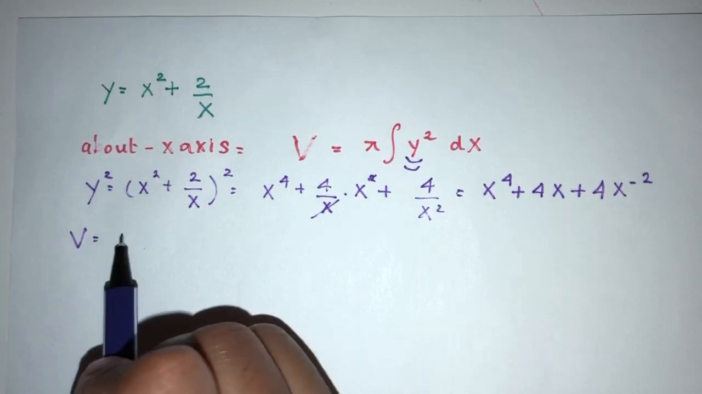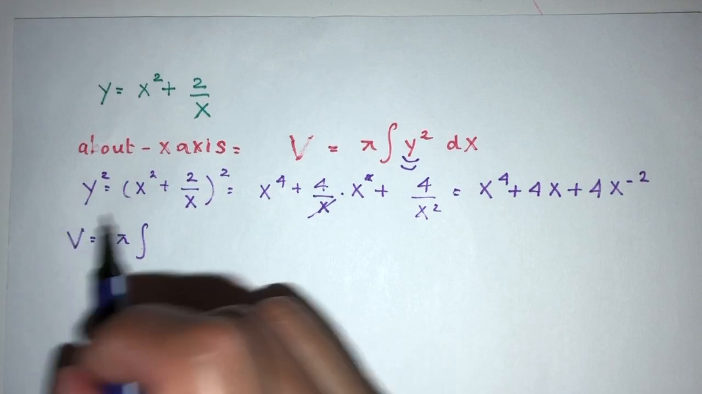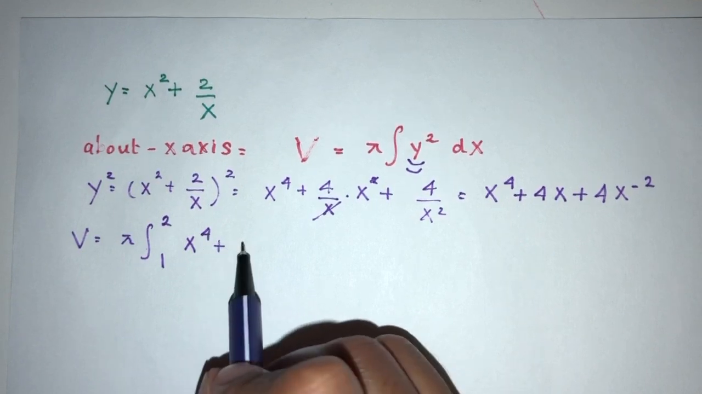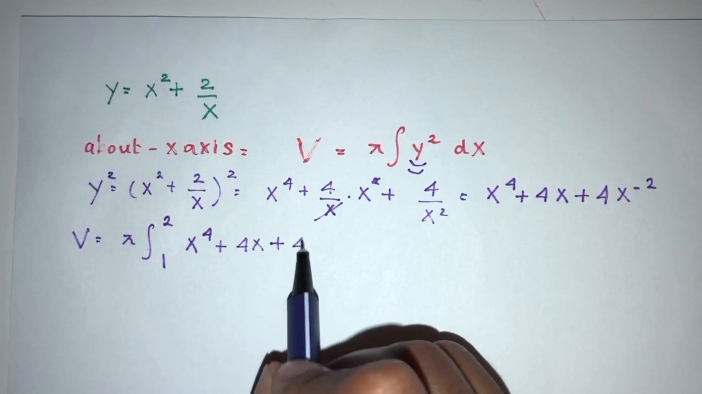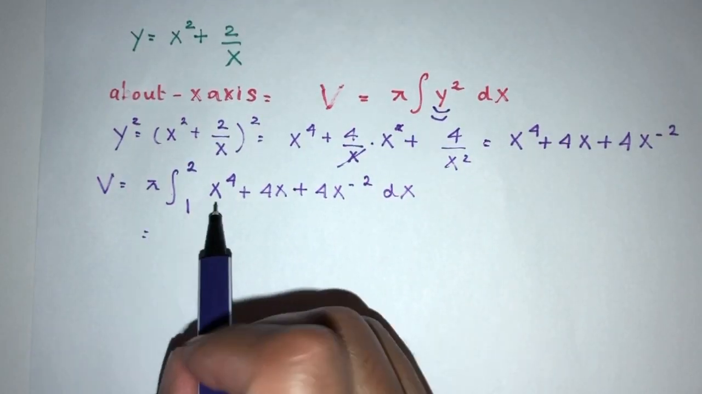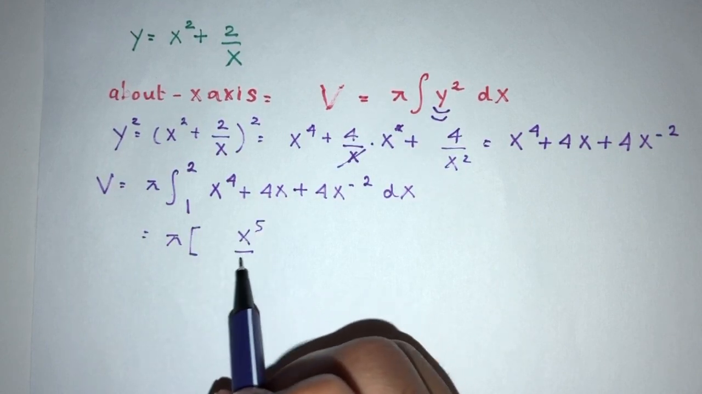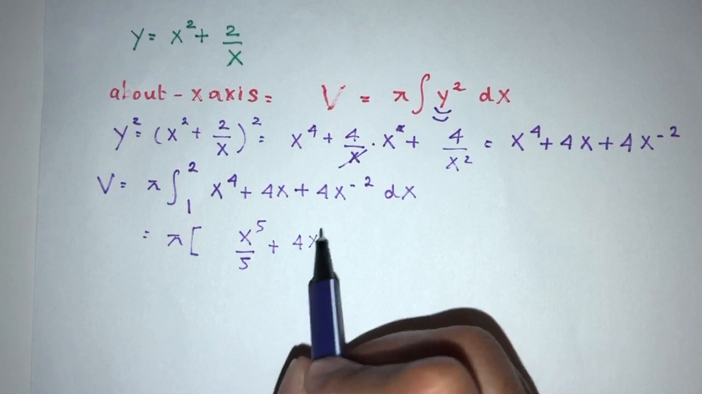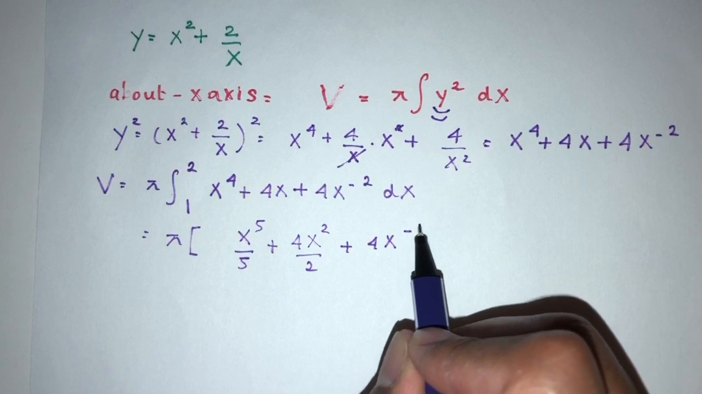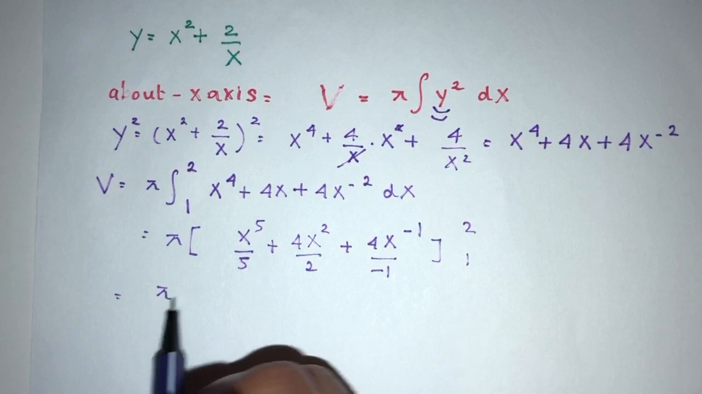You will have volume will be pi integration. The limits have been given to you. It is the values of x between 2 and 1, right? So you have x power 4 plus 4x plus 4x power minus 2 with respect to dx. So step by step now, pretty easy. That should be pi outside. Here we have x power 5 over 5, 4x squared over 2, and then you have to plus 4x power minus 1 over minus 1. Limits 2 to 1. Simplify, pi is pi.